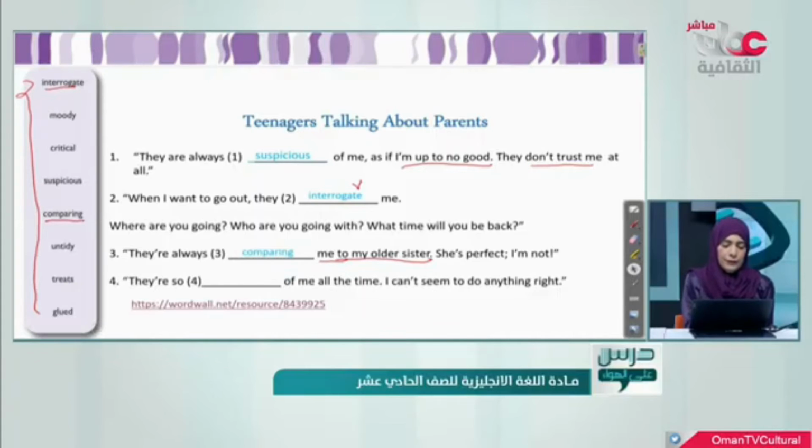Number 4, they are so dash of me all the time. I can't seem to do anything right. I also have to find an adjective that suits finding negative things about someone, which is to be criticized. The word is critical.